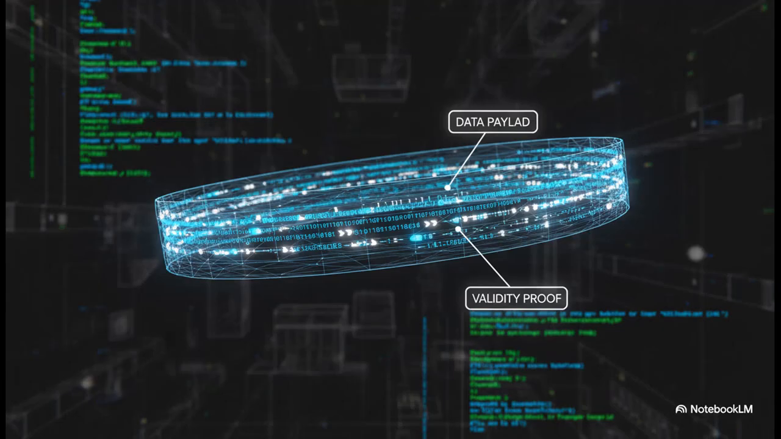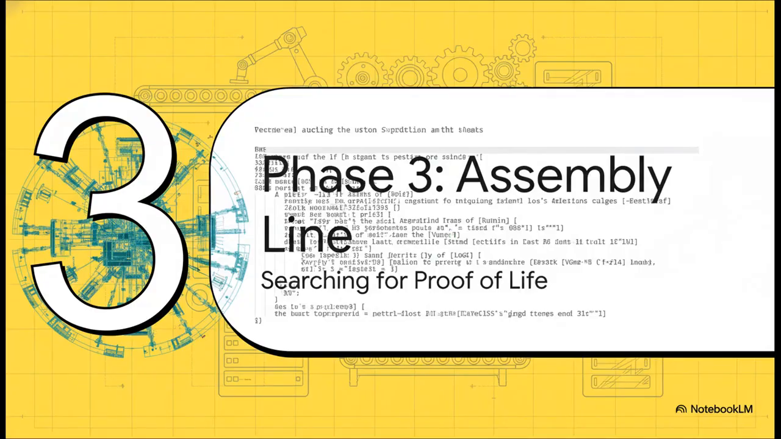What this TATH and Z0P structure creates is essentially a digital Mobius loop. There's no separation between the data, the proof of its validity, and the key needed to reconstruct it. It's all one thing. It's a closed, self-referential system designed for maximum integrity. Which brings us to phase 3, the assembly line.